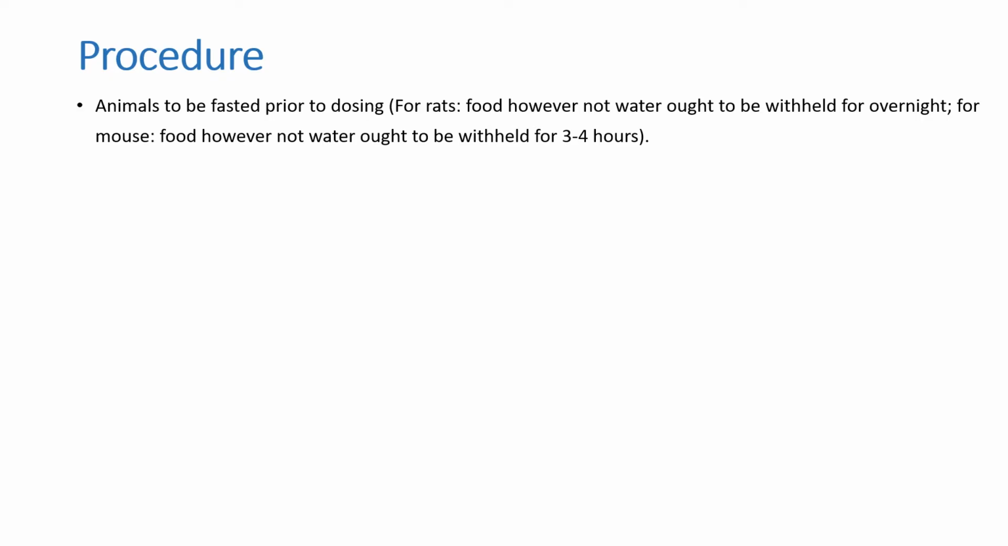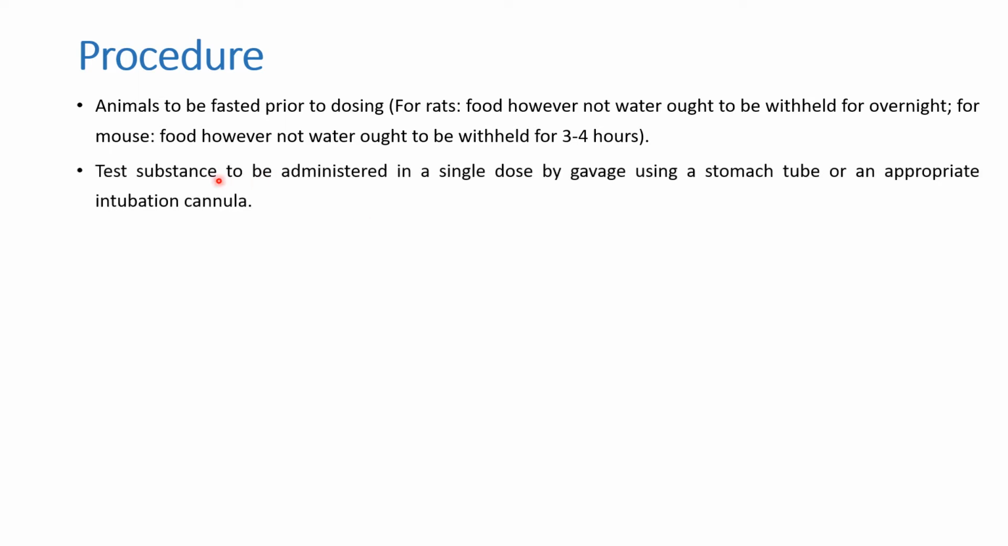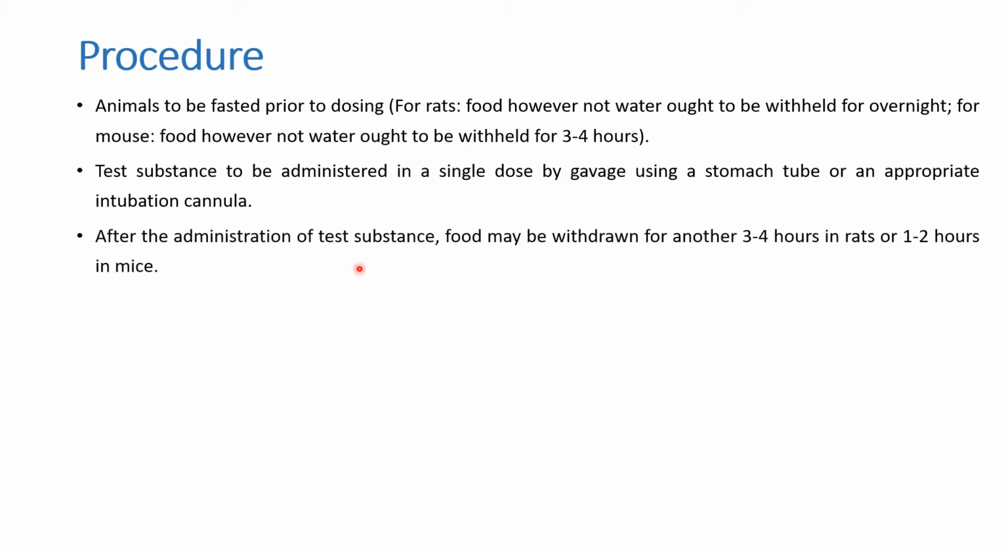So now we'll see the procedure. Before the start of the experiment, the main important thing that we need to do is the fasting of the animal. The animal is to be fasted prior to the dosing. During the fasting period, we will give access only to water. Then the test substance is to be administered in a single dose by gavage using a stomach tube or an appropriate intubation cannula. After administration of the test substance, food may be withdrawn for another 3 to 4 hours in rats or 1 to 2 hours in mice.